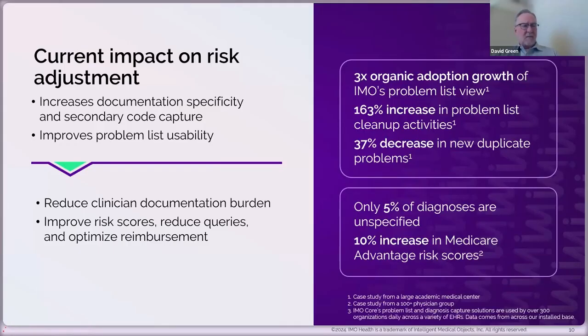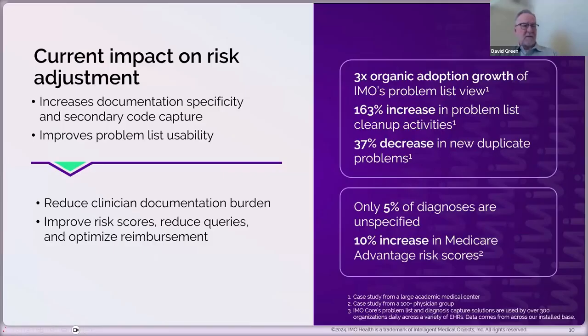We looked at some data from our base of installation, and we found that there's a 3 times organic growth of IMO's problem list view. This just shows the ability that we have to appeal to providers and for them to adopt because of that. 163% increase in problem list cleanup activities. It's what you'd expect when you have dirty lists. They need to be cleaned up.